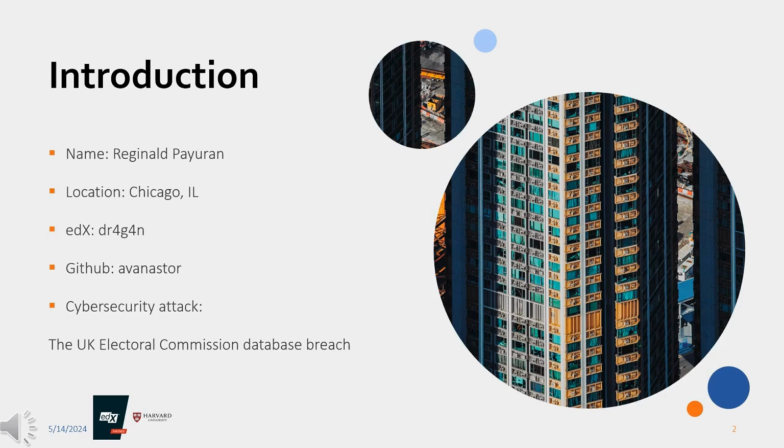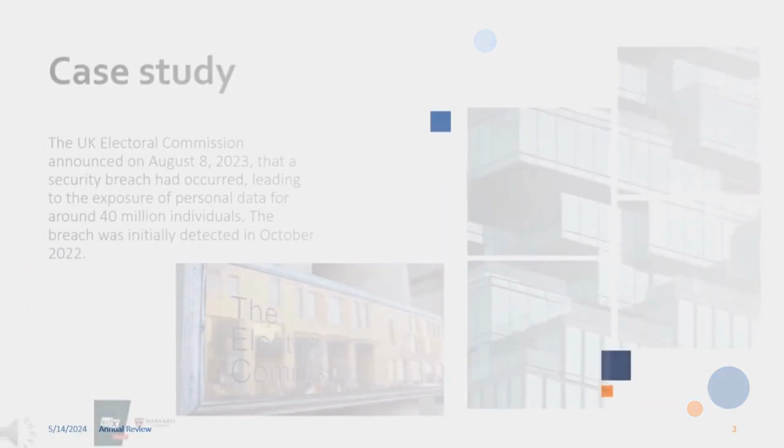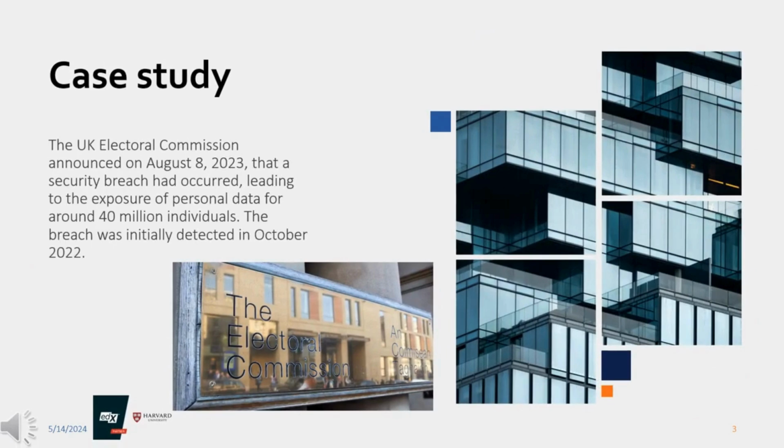I chose this topic because this is one of the UK's largest ever hacks. The UK Electoral Commission announced on August 8, 2023, that a security breach had occurred, leading to the exposure of personal data for around 40 million individuals. The breach was initially detected in October 2022.